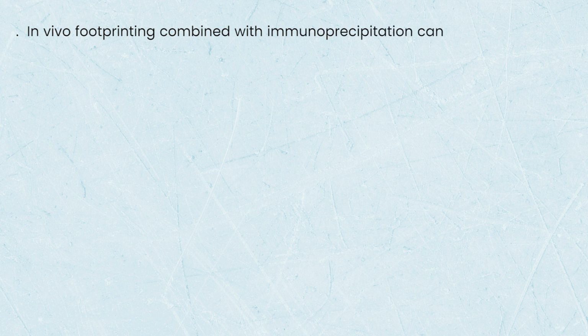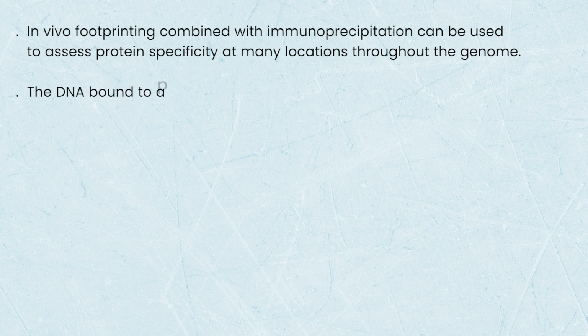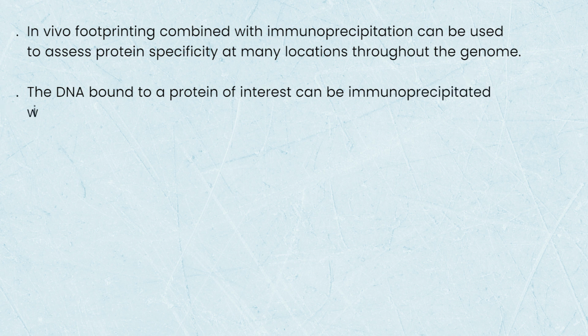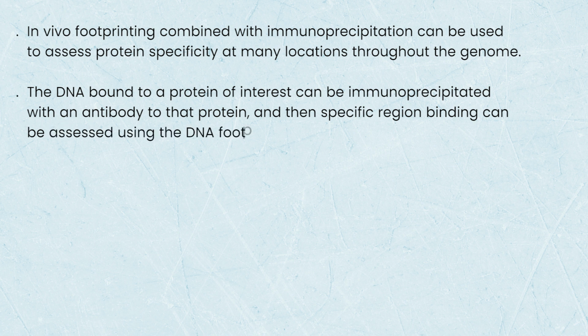In vivo footprinting combined with immunoprecipitation can be used to assess protein specificity at many locations throughout the genome. The DNA bound to a protein of interest can be immunoprecipitated with an antibody to the protein, and then specific region binding can be assessed using the DNA footprinting technique.